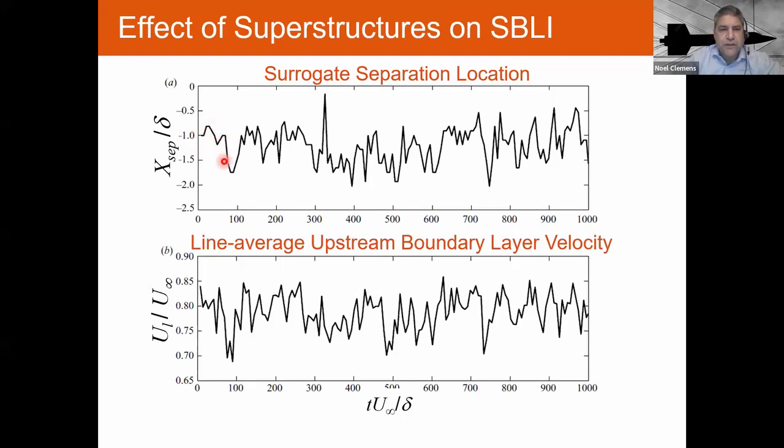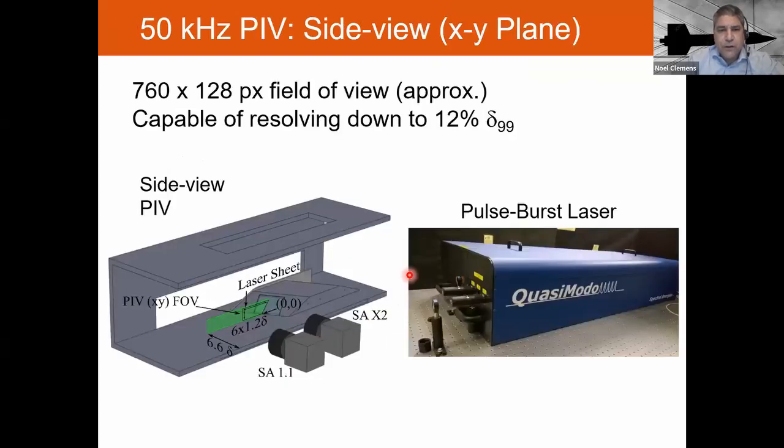Now, if you look at this separation surrogate time history and compare it to a region of average boundary layer in the upstream boundary layer, we just take a little window and average the velocity fluctuation there to reduce some of the high frequency noise. These are actually fairly similar waveforms, and when we do the correlation coefficient, it's about 0.62. So they're actually quite strongly correlated. And that was a number of years ago.